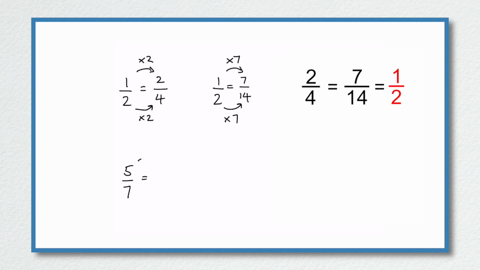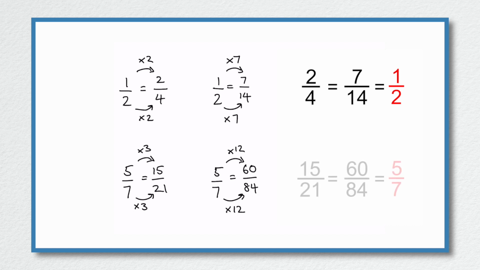If I had 5/7, if I multiplied the numerator and the denominator by 3, I end up with 15/21. If I was to multiply the numerator and the denominator by 12, I end up with 60/84. So 15/21s and 60/84 are equivalent fractions. They are equivalent to 5/7.